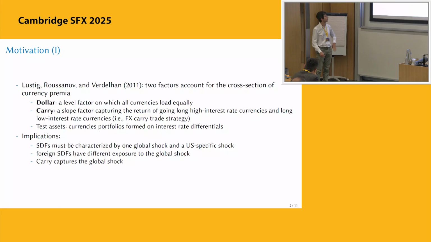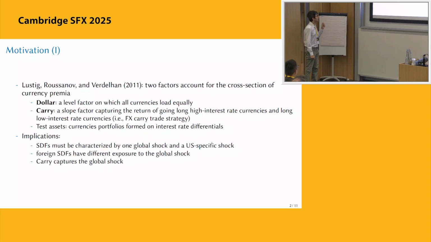So we start from the seminal work by Lustig, Roussanov and Verdelhan, 2011, the common factors paper, and actually also previous work by Hanno and Adrian. And in their work, they find that you need two factors to account for the cross-section of currency premium. The two factors are dollar, which is a level factor on which all currencies basically load equally, and then there is the critical factor to explain the cross-section, which is the carry factor that is capturing the return of a strategy that goes long high interest rate currencies and goes short low interest rate currencies. So basically the return from the standard currency carry trade strategy.